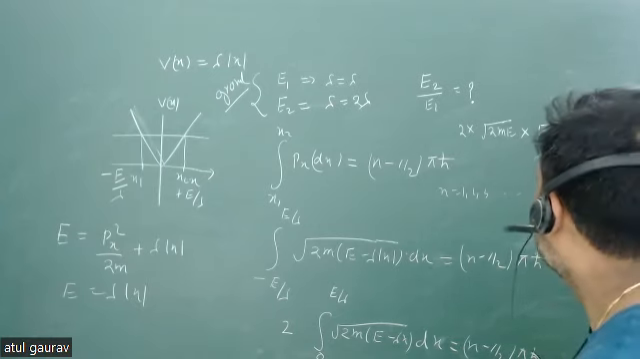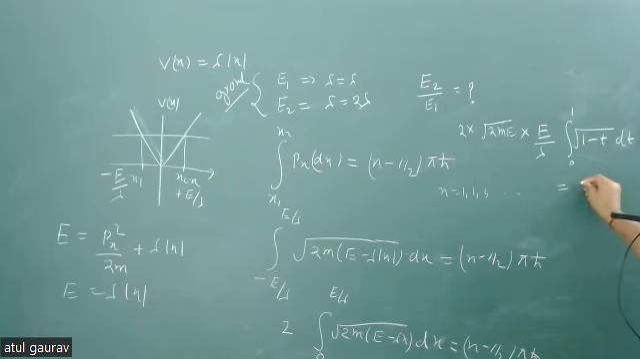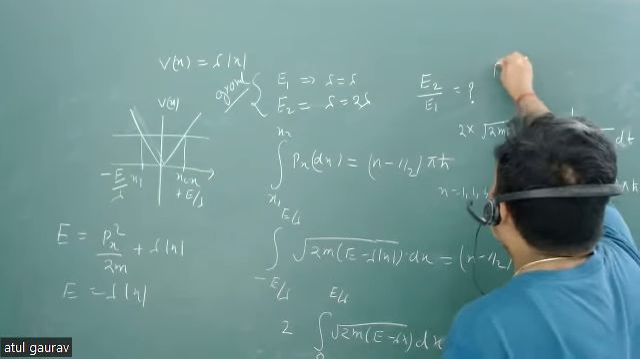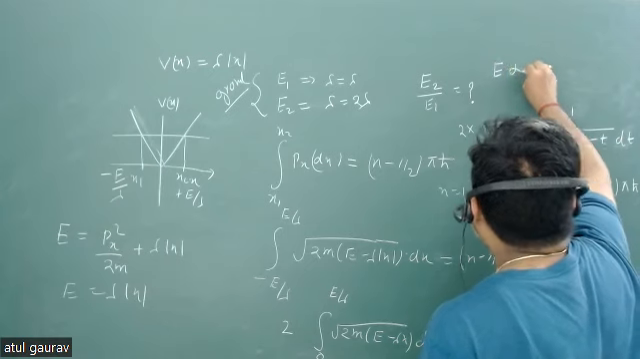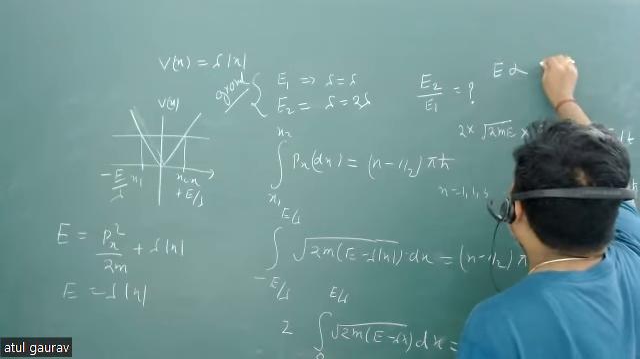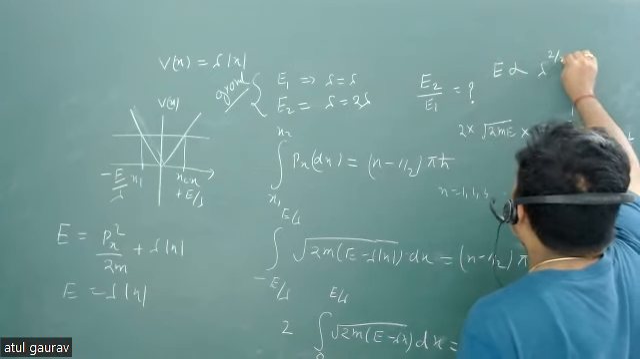Same process. And that value is equal to what? N minus half pi h cut. And for the ground state, n is equal to 1. So from here, I can say E is proportional to lambda to the power 2 by 3.